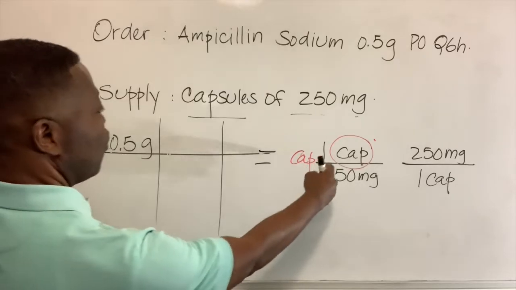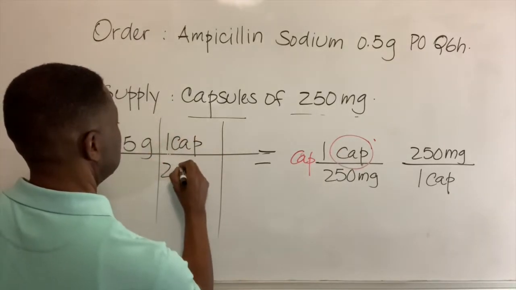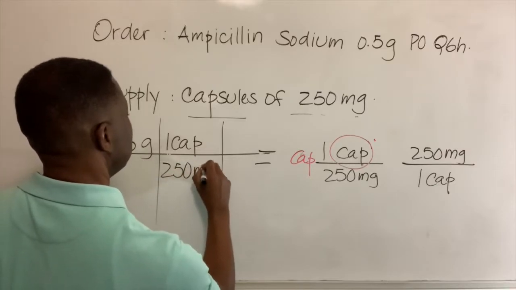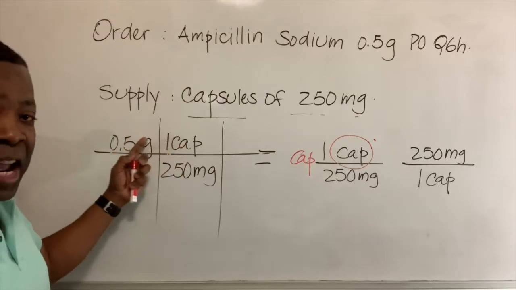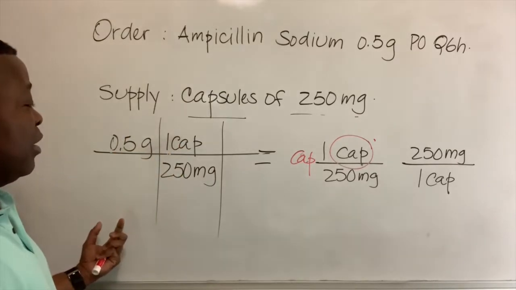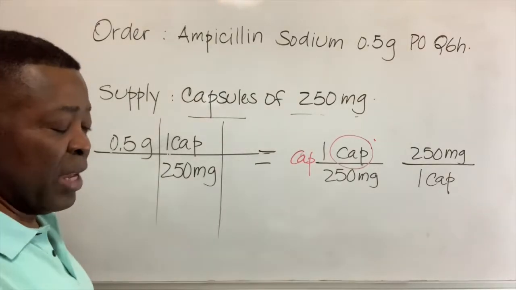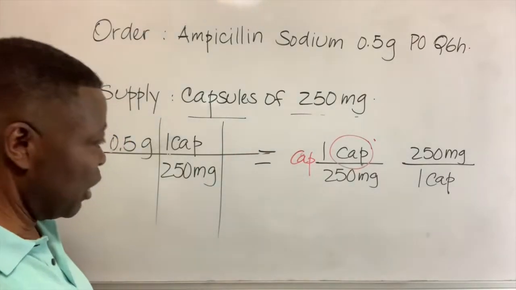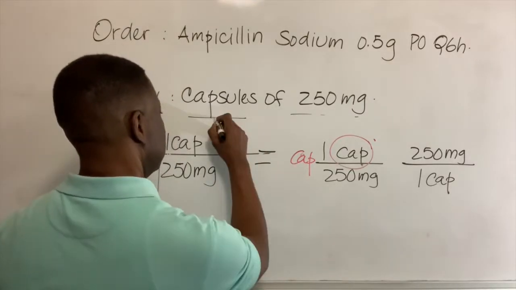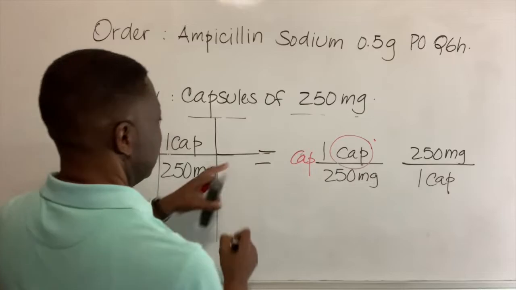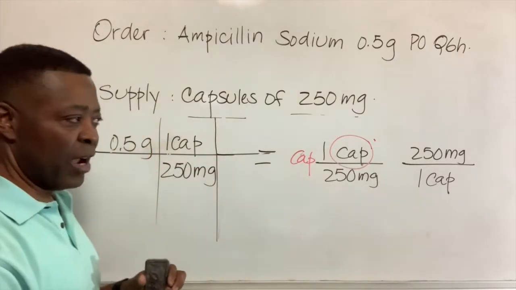So I have 1 capsule for 250 milligram. Now there's a problem. I have capsule, I have gram, I have milligram. What happened? Gram doesn't cancel. What should we use? Remember the metric system we talked about? That's what we're going to be using. We're going to have another step, a third step, where we're going to switch from gram to milligram.